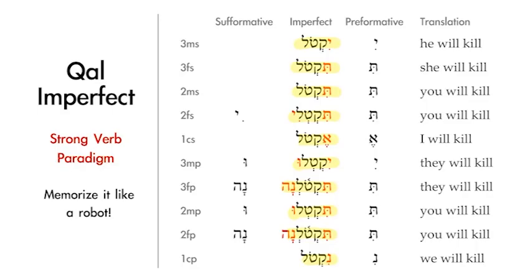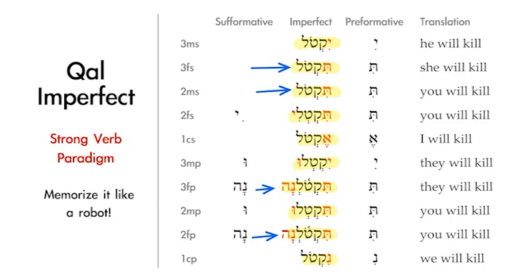Let me point out a couple important features of this paradigm before we move on to consider other things. First, there are two sets of forms that are identical to each other. This makes paradigm memorization easier, but then when you see them in context, you're going to have to decide which one it is. The first one is the 3FS and the 2MS. They're both tiktol. And then the 3FP and the 2FP, tiktolna. You can see that those forms are identical in their spelling, and so in context you'll have to make a decision, and usually it's not that hard.